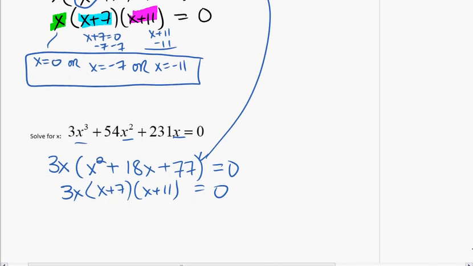The first way to think of it is, well, I could just set 3x equal to 0. What value of x makes 3x equal to 0? Divide both sides by 3. x is still 0. It's still the same result as above.